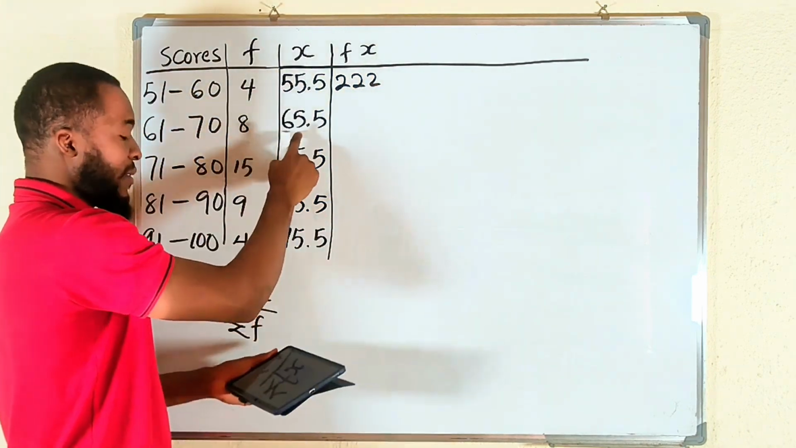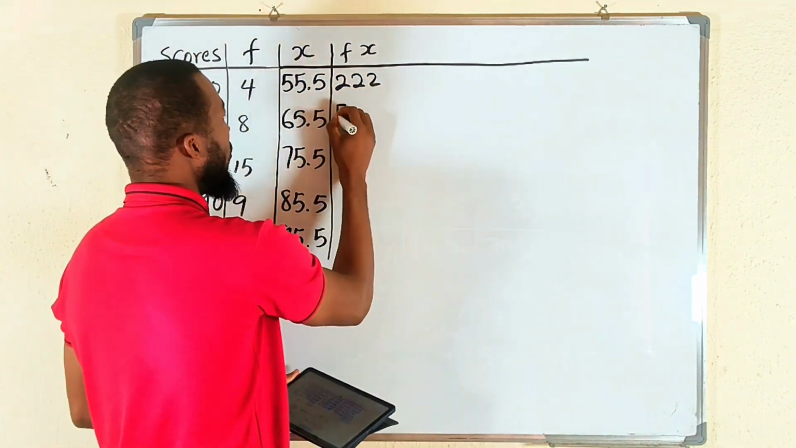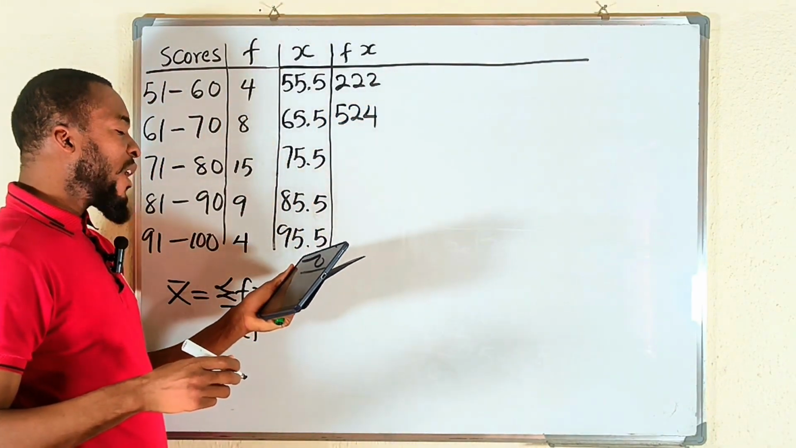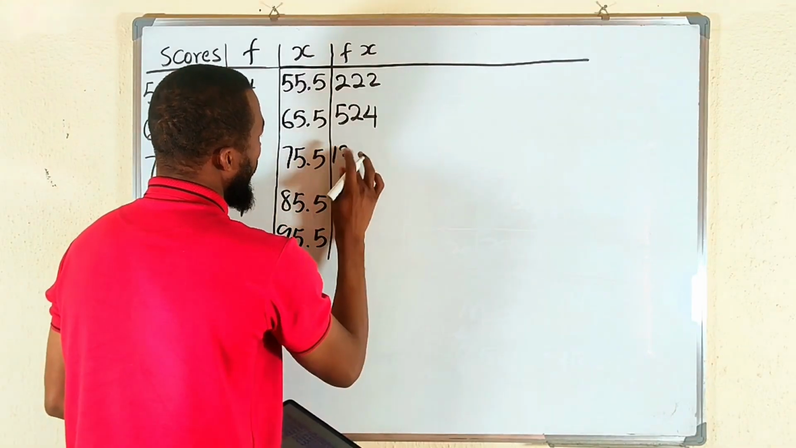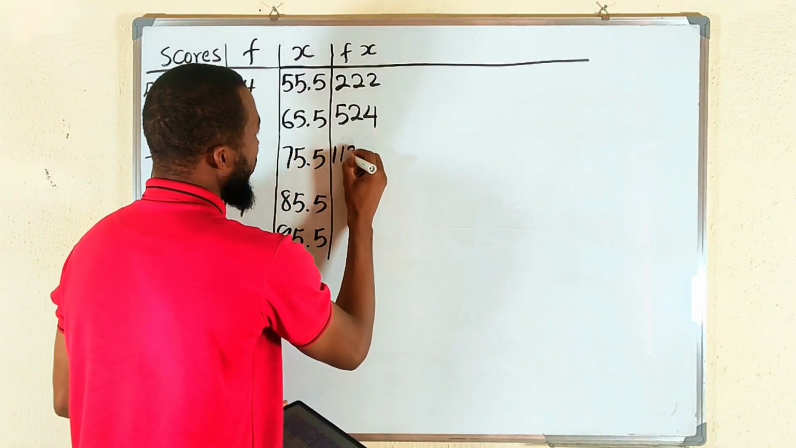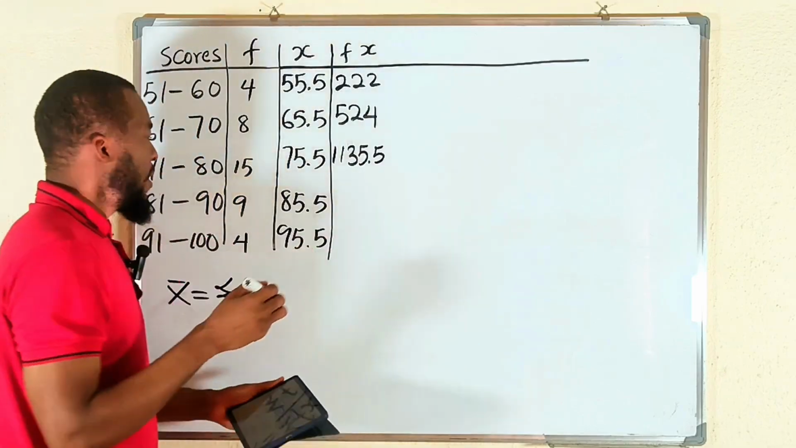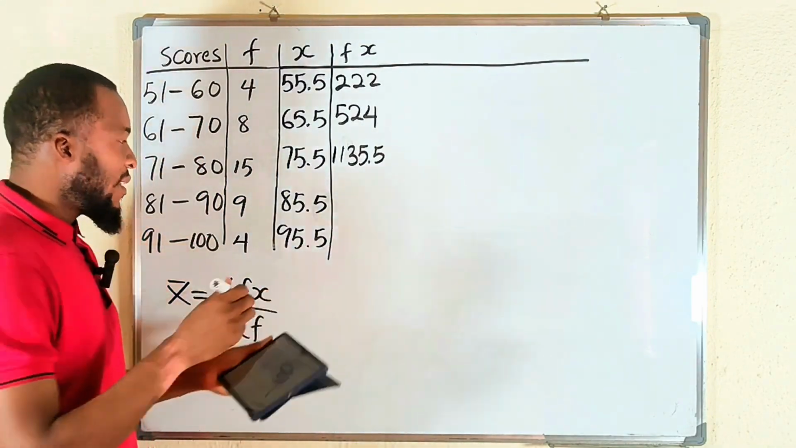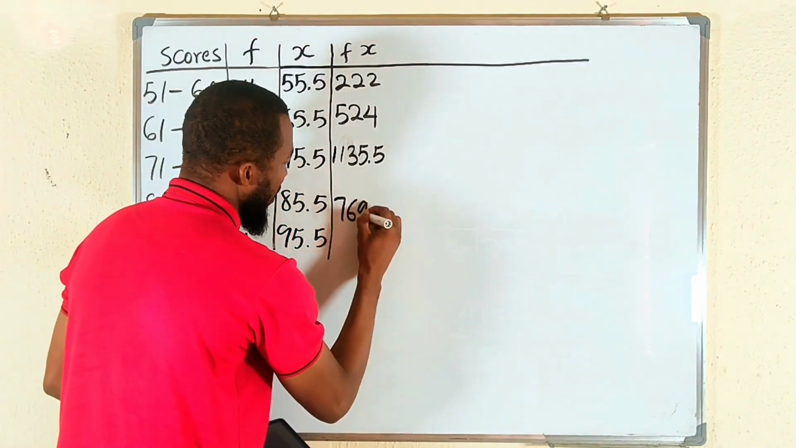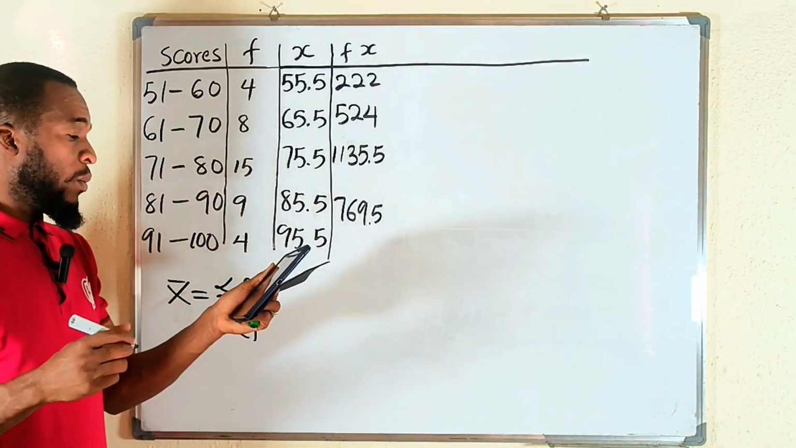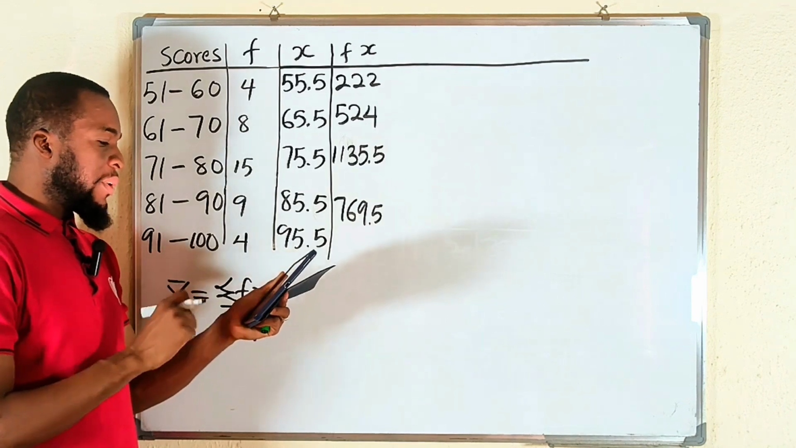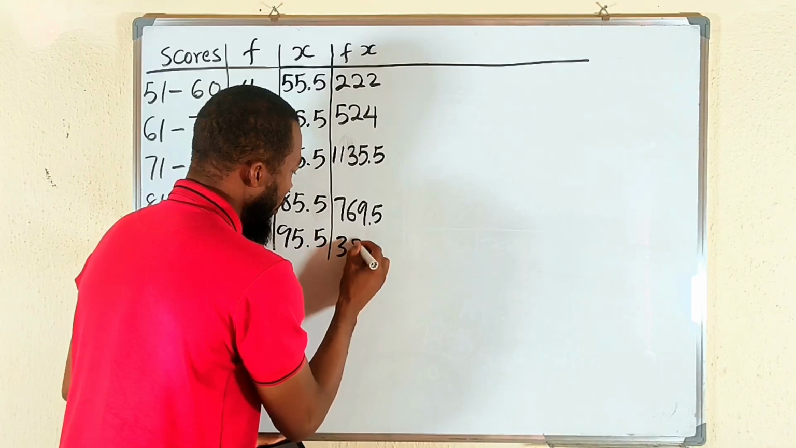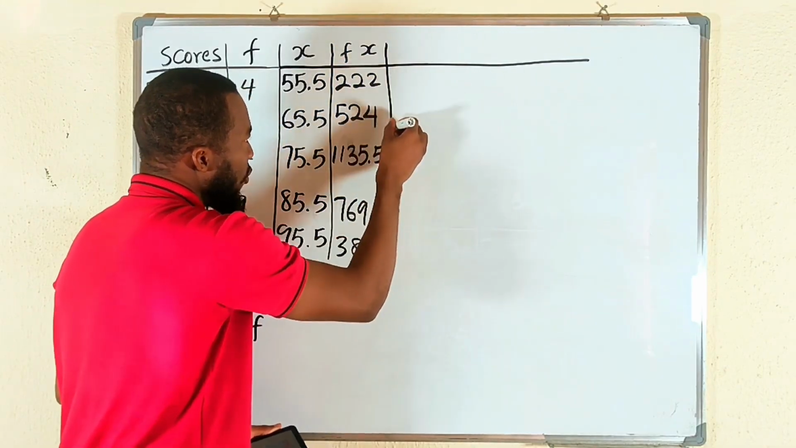This one is going to give us 524. This one is going to give us 1135.5. Then 9 times 85.5 is going to give us 769.5. And lastly, we have 4 multiplied by 95.5, which is going to give us 382. So we are done with this one.